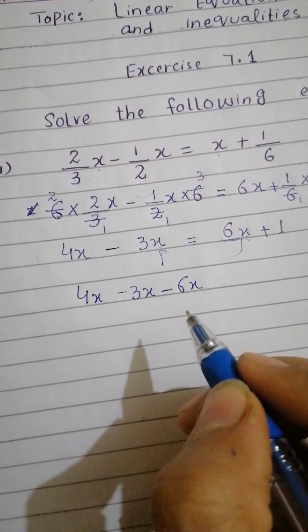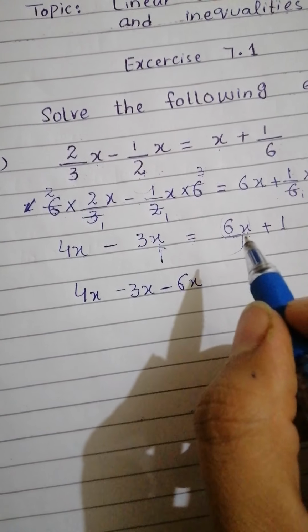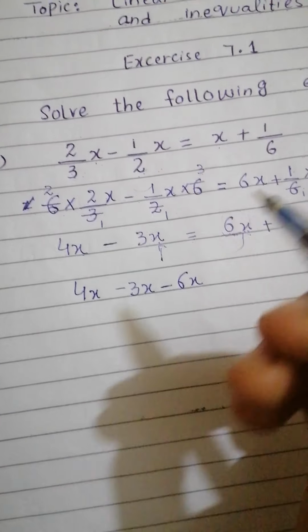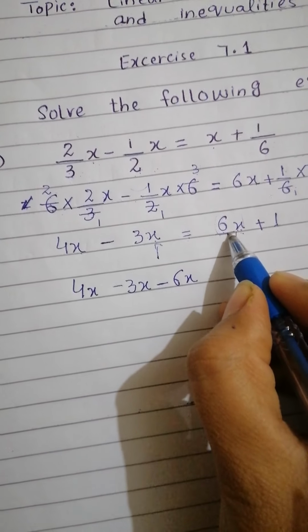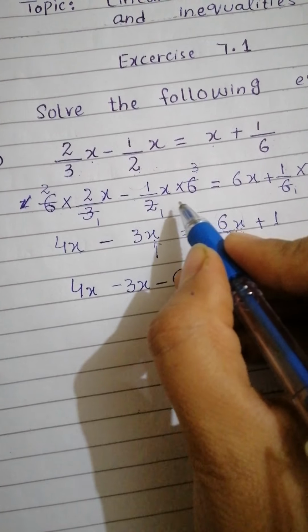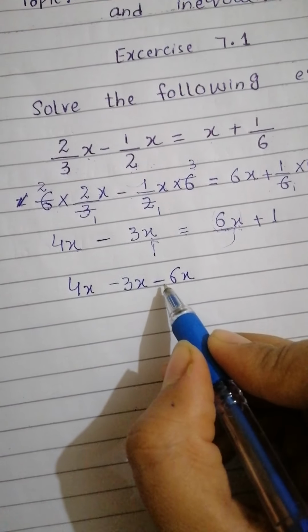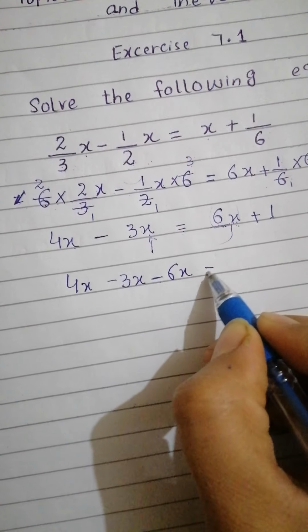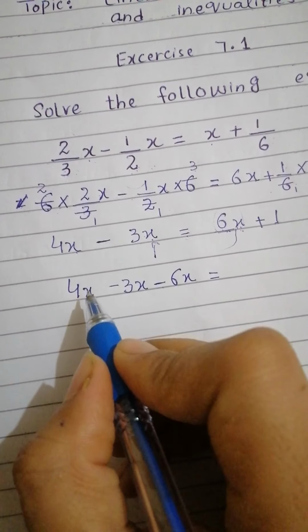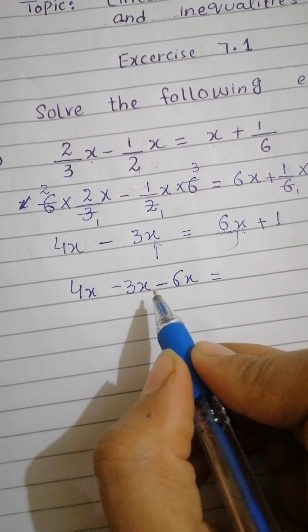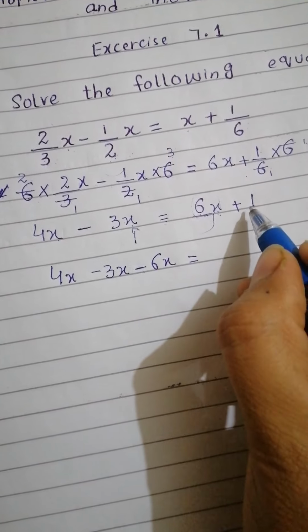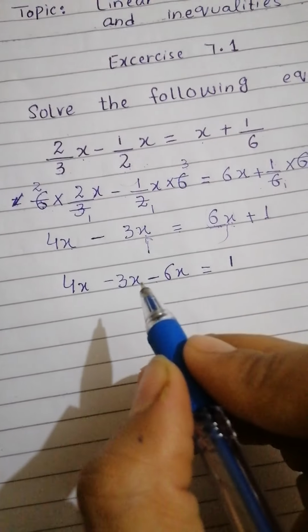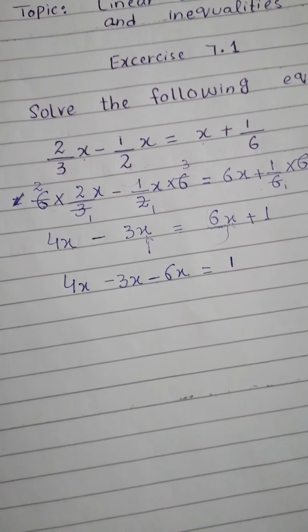Is it clear? In order to change their sides from right to left or left to right, we need to change their signs as well. If this is plus 6x here, when I shift it towards the left side, I will change its sign. So it will become minus 6x is equal to. You have combined all the like terms, meaning all the variables on the left hand side, and only one constant term, 1. I will write the constant term here. Mean all variables on one side and constant term on the other side.